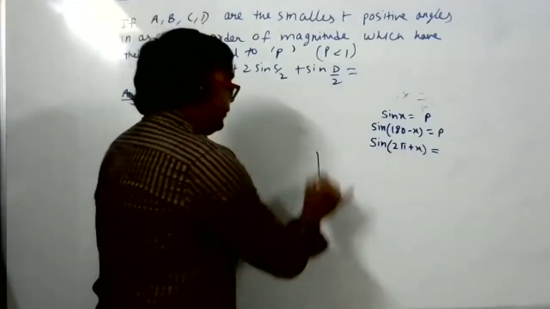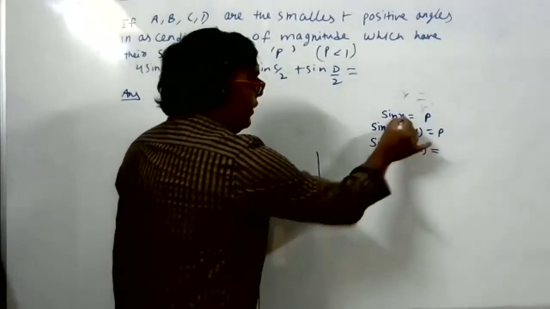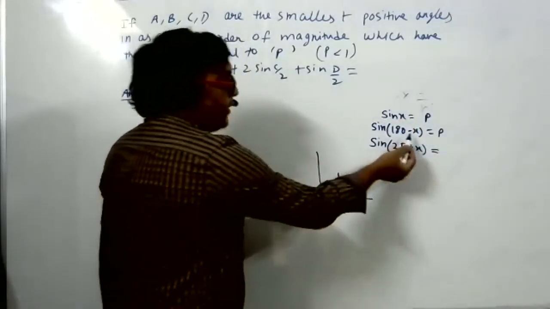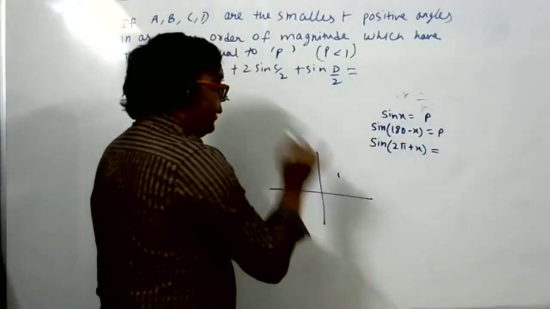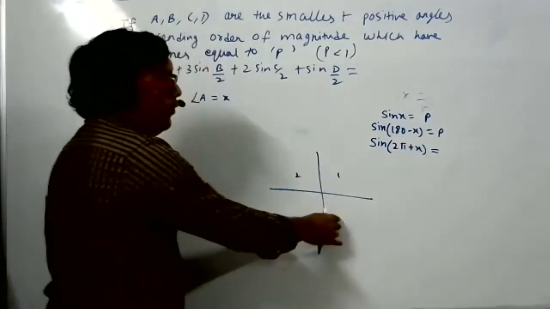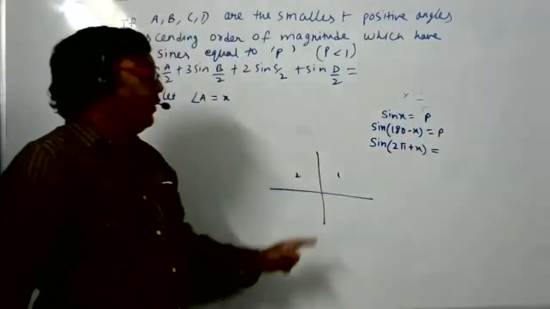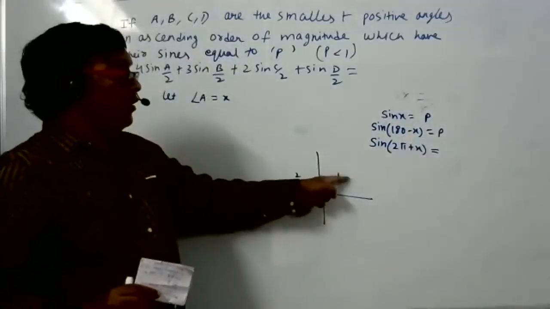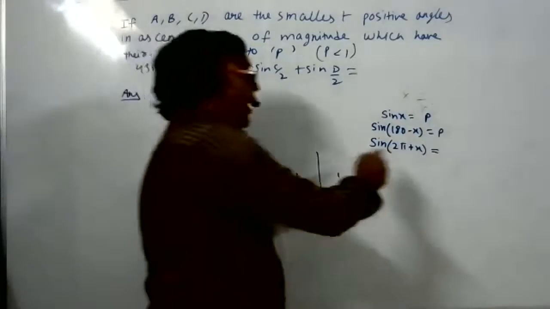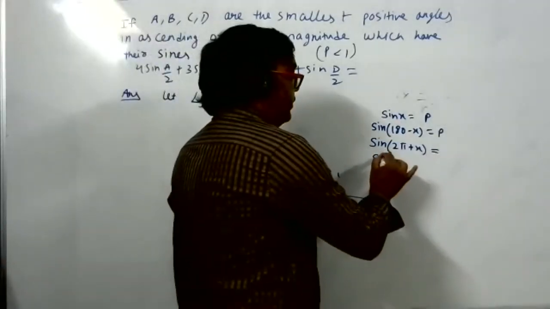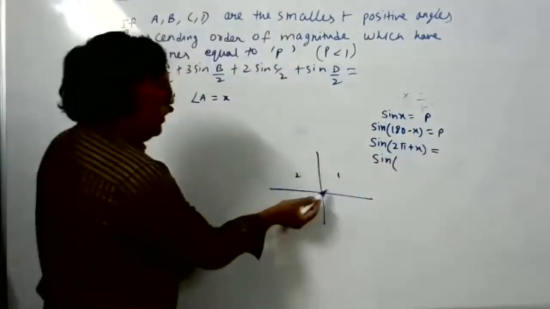See here, one angle we got in the first quadrant. The next angle we got in the second quadrant. Now, in the third and fourth there will be no angle whose sine will be P, because these are negative. So we'll get it again in this quadrant. So it will be 2 pi plus X, and next will be what? Next will be what? 2 pi plus X.